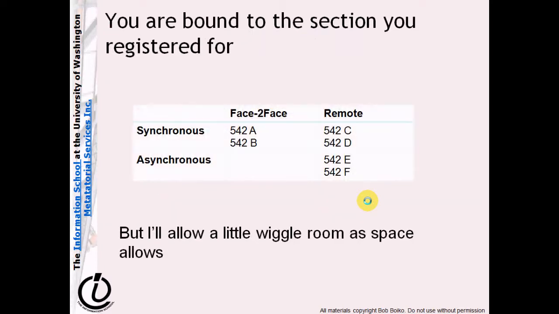I will bind you to the section that you registered for. There are 6 sections for this class, and 2 of them fall into each of the categories. If you're in A or B, you're in the face-to-face synchronous. If you're in C or D, you're in the remote synchronous. And if you're in E or F, you're in the asynchronous sections.